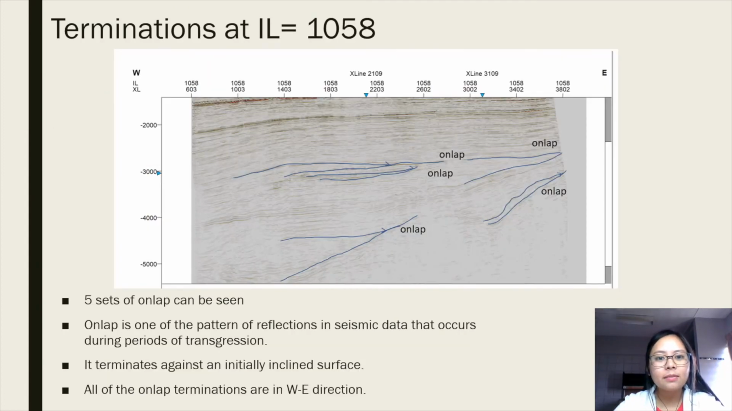Okay, now I will present the terminations at inline 105S. From this seismic section, we can see a total of 5 sets of onlap. Onlap usually occurs in the periods of transgression. It terminates against an initially inclined surface. Let me draw. So this is the initially inclined surface, and the layer here, in yellow, terminates against this initially inclined surface. This is what we call onlap. From this seismic section, we can see the direction of the termination is in west to east direction.